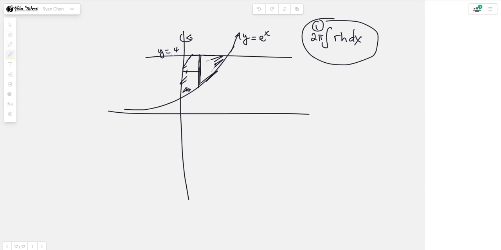So the generic height is 4 minus e to the x. Yes, very good. 4 minus e to the x. Beautiful. This is why I love working with you, because I don't need to repeat anything more than once.